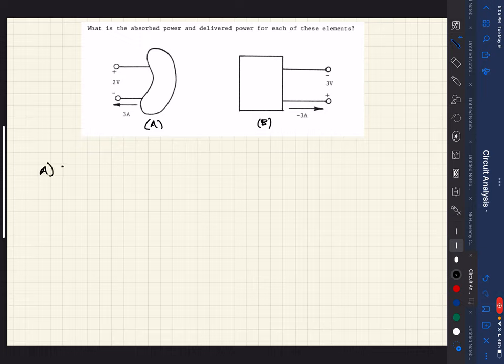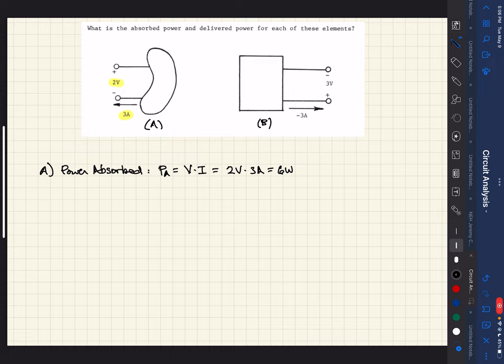So for A, we know that power absorbed is defined as, or we'll say PA, is just the voltage times the current. So in this case, we see the voltage here is 2 volts and the current there is 3 amps. So plug that in. We'll have 2 volts times 3 amps. And of course, that gives us 6 watts.